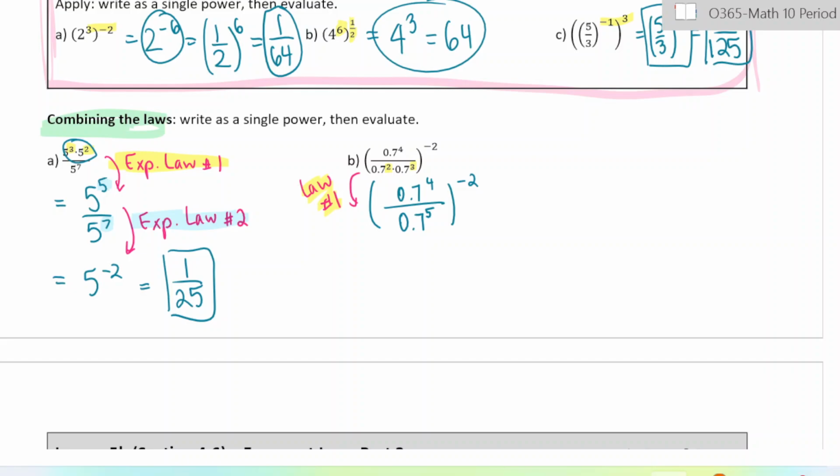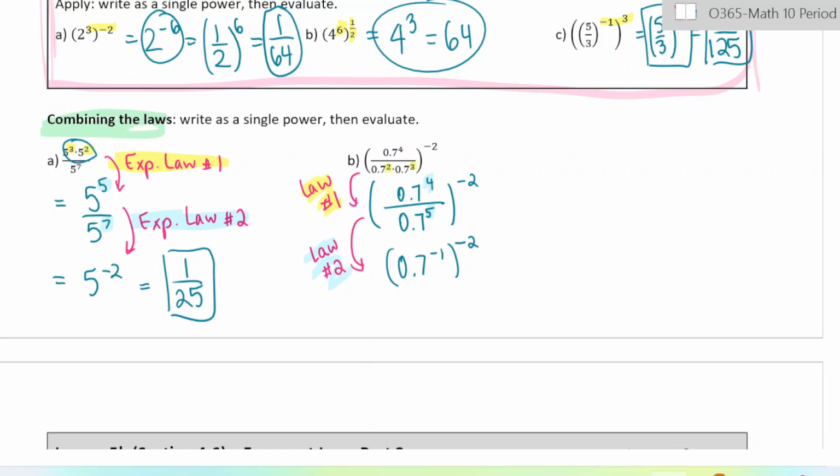Next, focus in inside the bracket. I can see there's a division happening there, so I'm going to use law number 2, where we subtract the two exponents. Okay, so don't worry about anything else, just focus in on each part one at a time. So that would be 0.7 to the negative 1, because you subtract 4 minus 5.